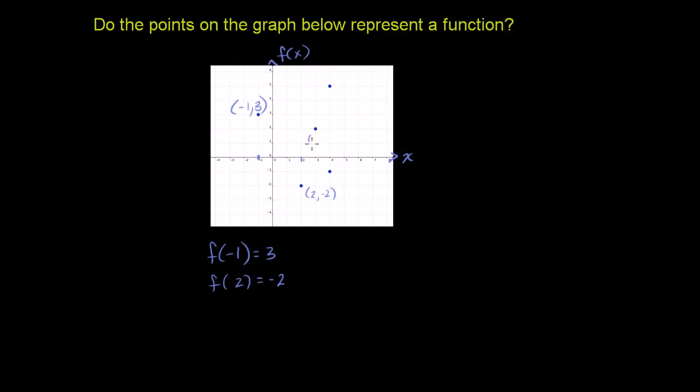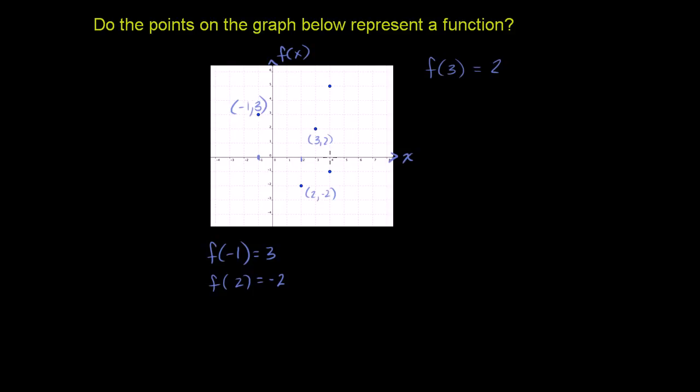This is the point 3, 2 right there. So once again, that says that if you give me 3 into my function, into my black box, I will output a 2. Pretty reasonable. No reason why these points can't represent a function so far.